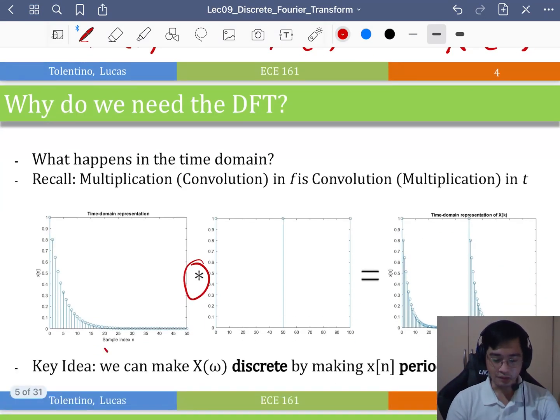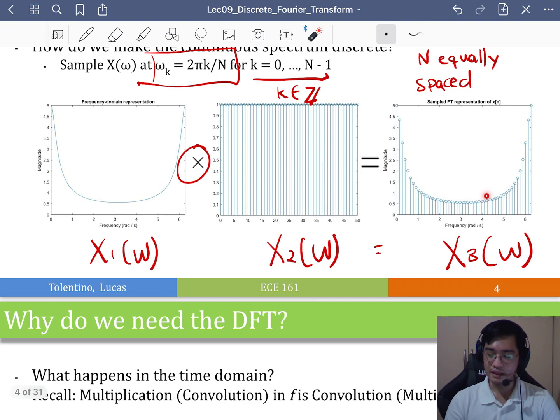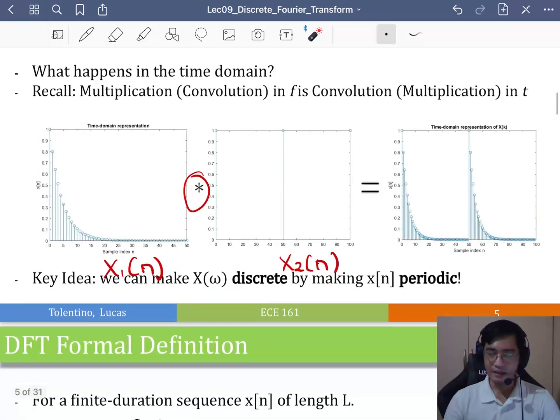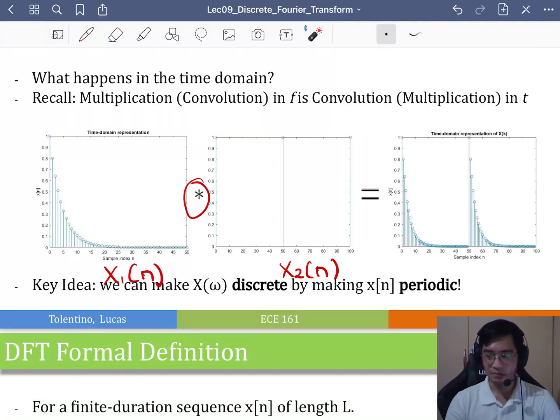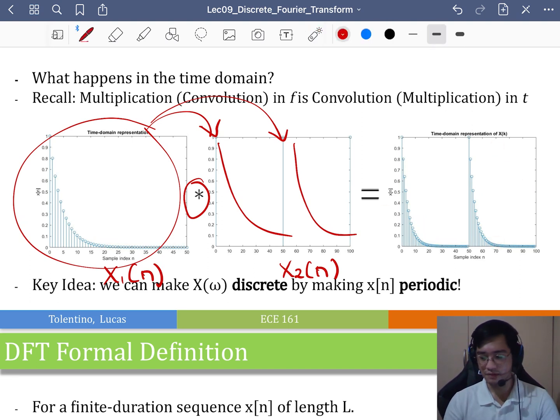This one is x1 of n, we already know it. This one is x2 of n, the inverse Fourier transform of x2 of omega. What we want to get is the time domain representation of x3. So what happens when we convolve something with an impulse train? We are just generating replicas at those impulses. So convolving this one to this one will yield these replicas at these impulse positions, yielding us this function. This is our x3 of n.